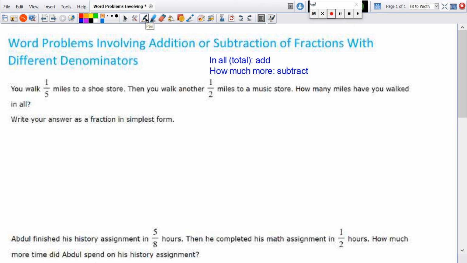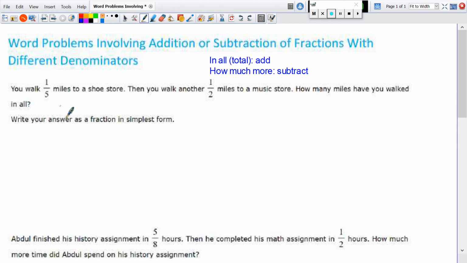Reading through word problems with addition or subtraction of fractions, if you have "in all," it actually means a total, so you're going to add. If it says "how much more," you're actually going to subtract. Even though you might think of "more" as being addition, it's not in this case. "How much more" means you have to find the difference.